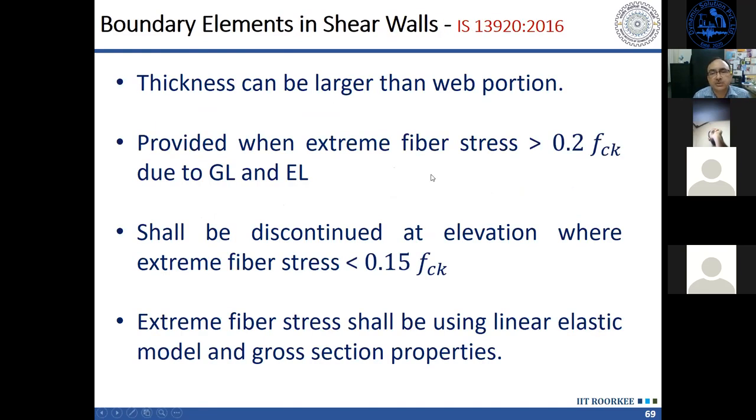Okay. So in case of IS 13920, the extent of the boundary element is also defined in terms of stresses. This clause is not there in NBC. Wherever the combined stress due to P and M based on the gross section exceeds 0.2 times fck, the boundary element is to be provided. And where it is less than 0.15 fck, you need not provide it. You can discontinue the boundary elements. But NBC does not allow discontinuing. Please keep in mind, NBC has not given any such clause. So that means you have to provide boundary elements in all the shear walls throughout the height.